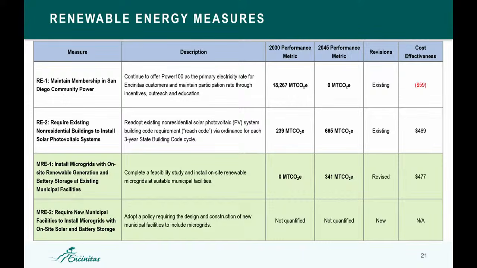Measure RE2 is existing as well, and this is another REACH code measure, and this would require that substantial remodels to non-residential buildings install solar PV systems. Measure MRE1 was in the 2018 CAP and was revised. This measure calls for installing solar PV systems and battery energy storage systems at existing city facilities.